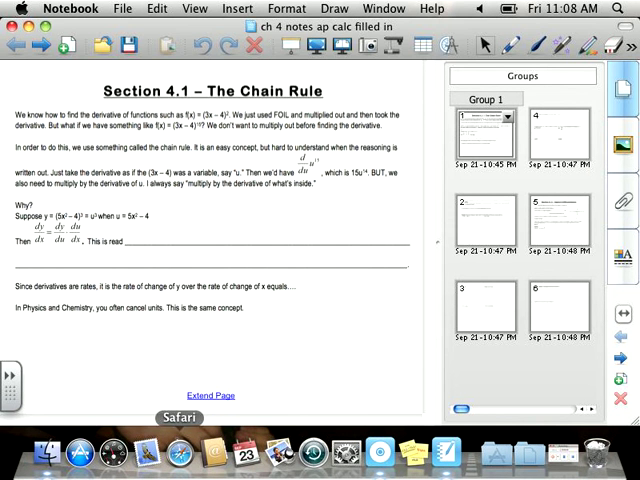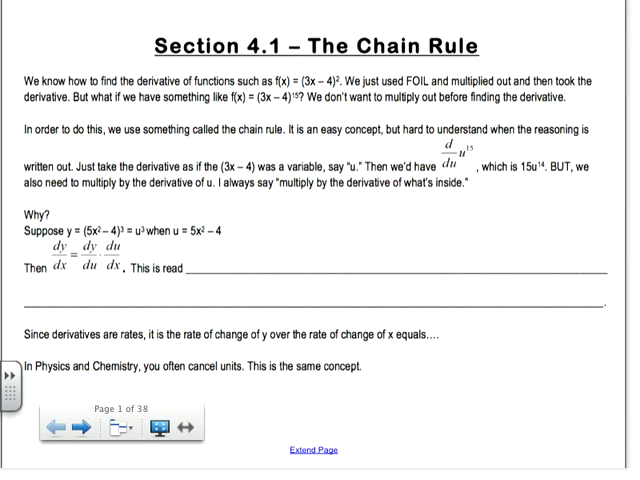Okay, so section 4.1 is called the chain rule. So it says we know how to find the derivatives of functions like f of x equals (3x minus 4) to the second. We just FOIL and then multiplied it all out and then took the derivative. But if we add something to the 15th power, obviously you don't want to multiply 3x minus 4 times itself 15 times. So in order to do this, we use something that's called the chain rule. It's a really easy concept, but it's hard to understand when you look at the reasoning.